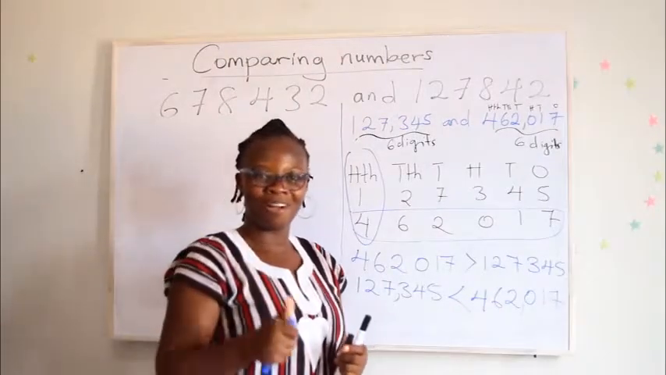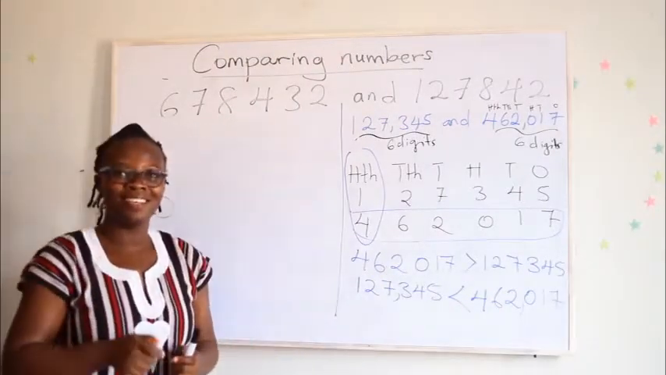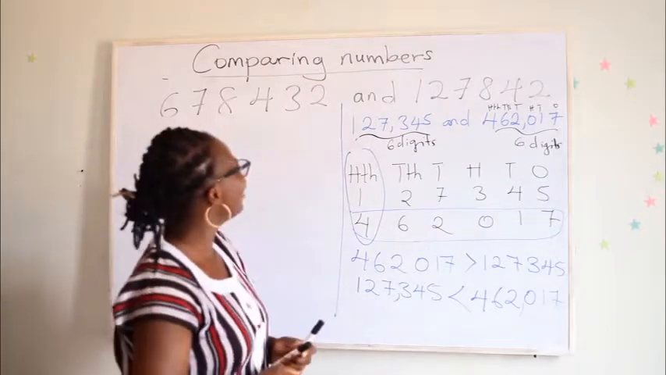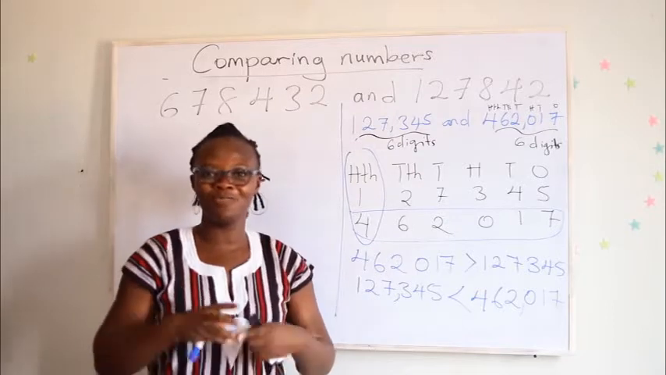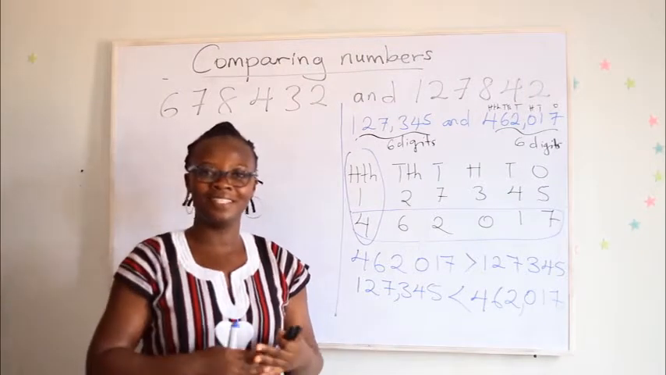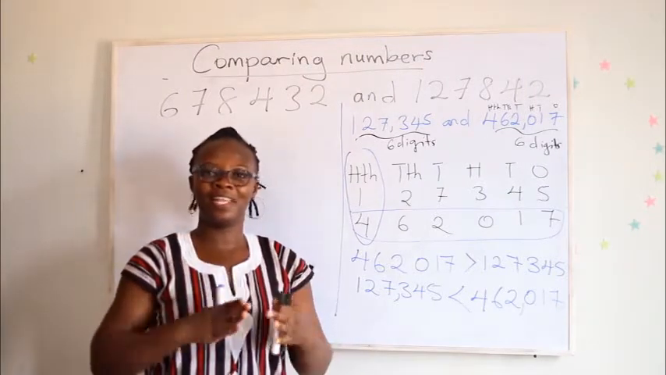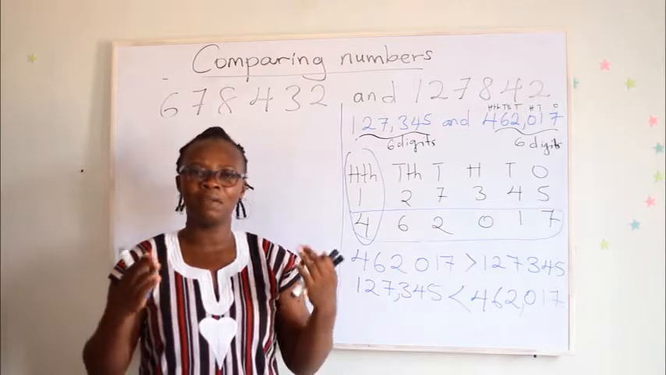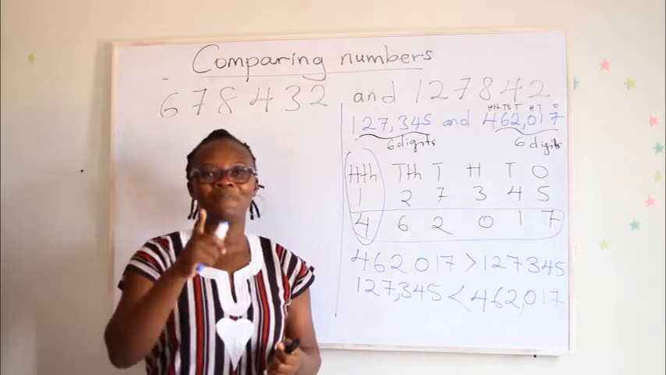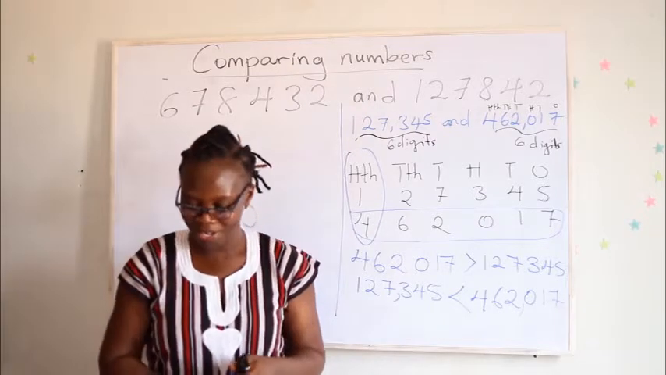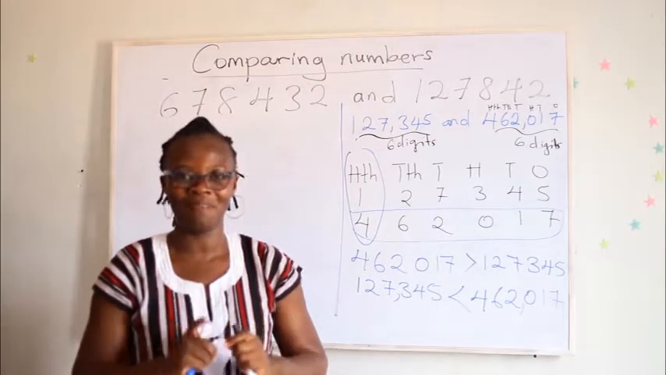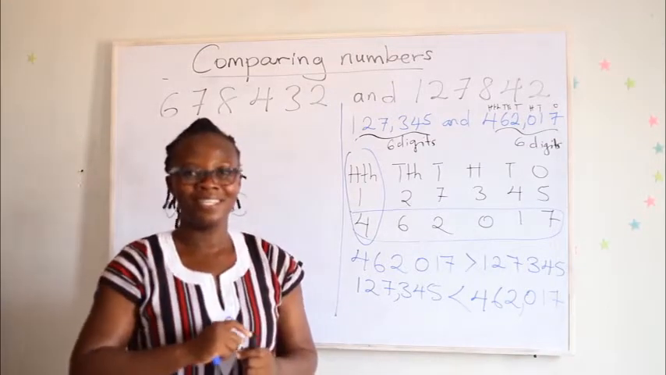Hi, welcome. So we are still looking at comparing two numbers. We started looking at the different ways to help us in comparing. I made mention of using the digit system. If the digits are different, then it is easier. But if you have the same digits for the two numbers, then it is very good to use the place value chart.